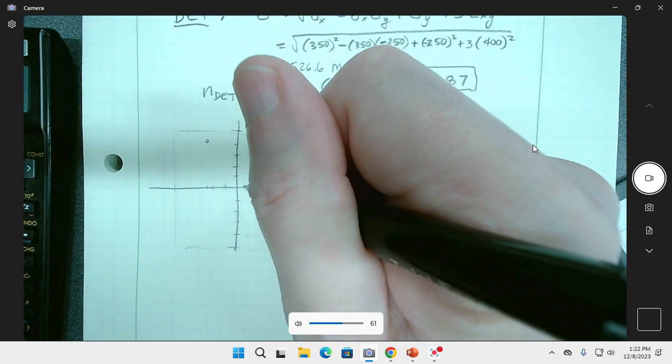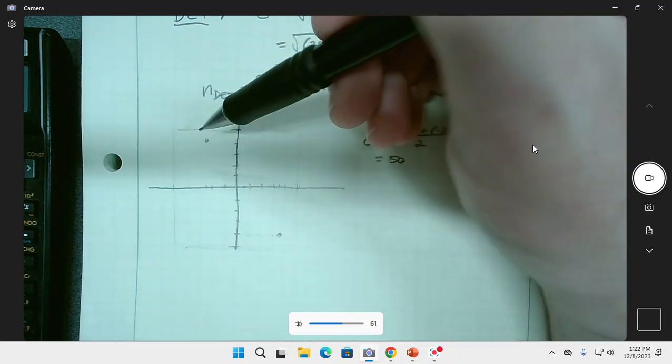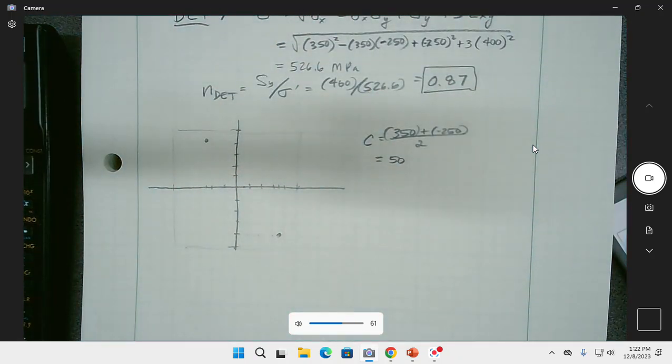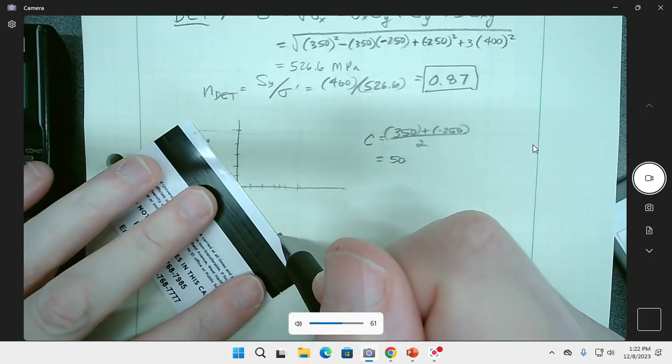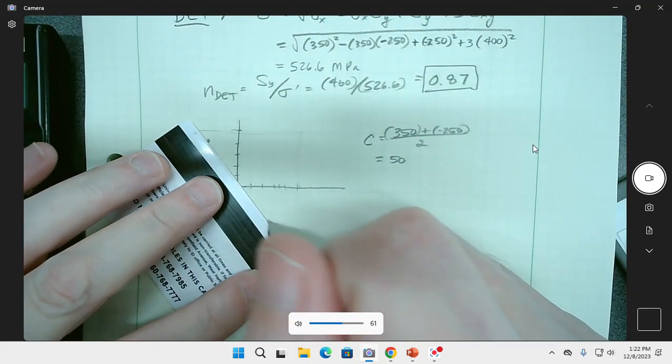So like right in there, and that looks about right. And here you go. I got my ruler. Well, that's not too bad right there. Look at that.